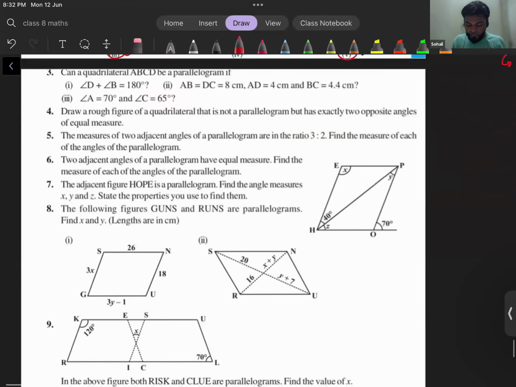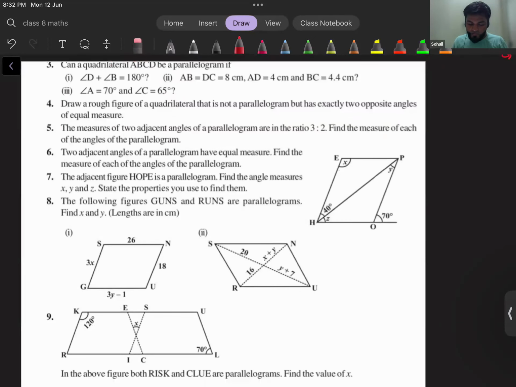So your task is going to be to try and solve all these questions. And see figure number 5 here. There's a ratio of the adjacent angles given in this figure. You simply have to take the ratio in terms of x, then it will be easier to solve the question.